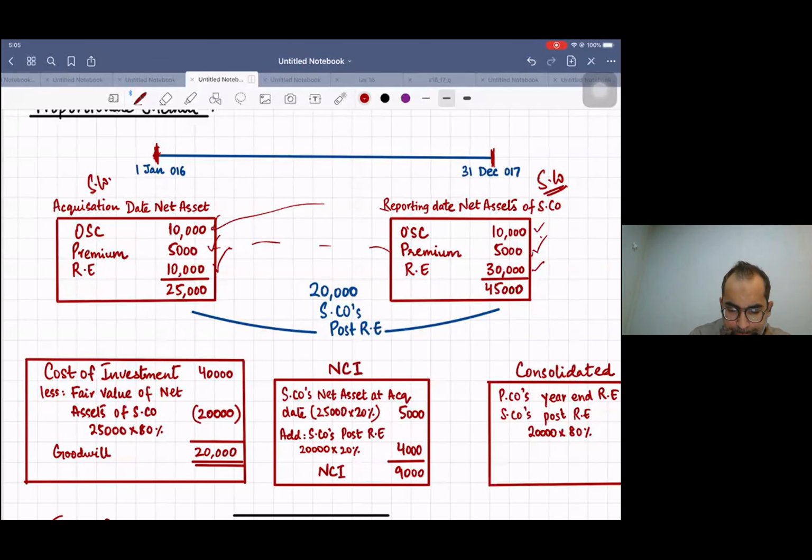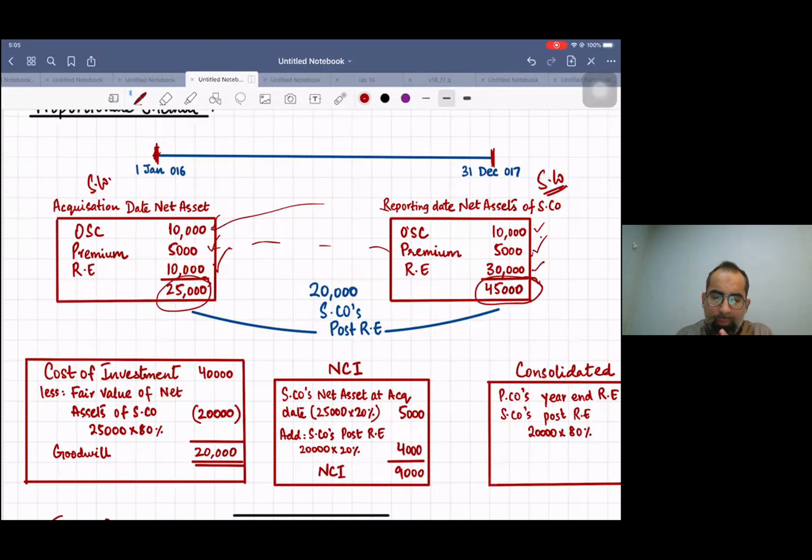So now, the acquisition date net assets packet is 25,000 and the reporting date net assets packet is 45,000. And the difference between these two packets is your S company's post-acquisition retained earning. This is called S company's post retained earning or S company's post net assets.